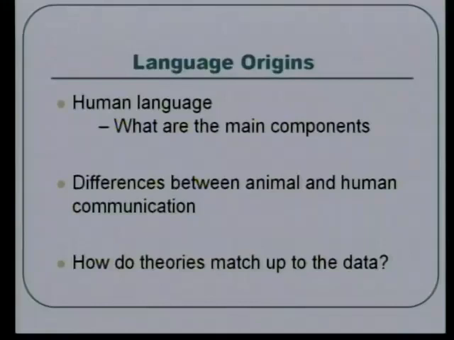So what are the main components we have to consider in language? That's the first thing we're going to discuss. The second, I want to look at differences between animal and human communication. As shorthand, when I talk about animal communication, I'm going to use the word call, and for human communication I will use the word language. That's just convention, for ease. So when we've looked at the difference between animal and human language, then I want to consider how the theories that are around match up with the data.